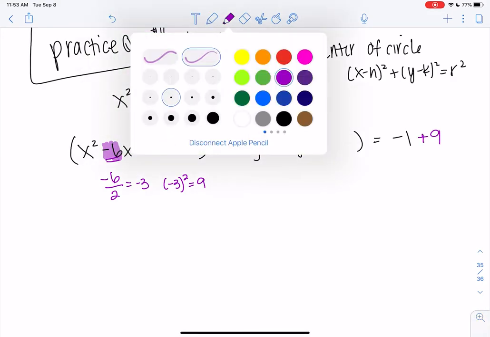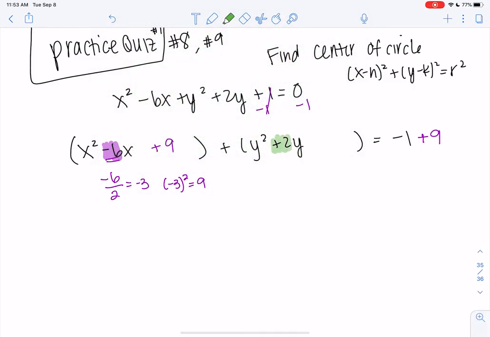So let's do the y's, same idea. We take 2, that's my b, divide by 2, we get 1, and then we square that number. And that's the number that we add. And as long as we do it to both sides, it's allowed.